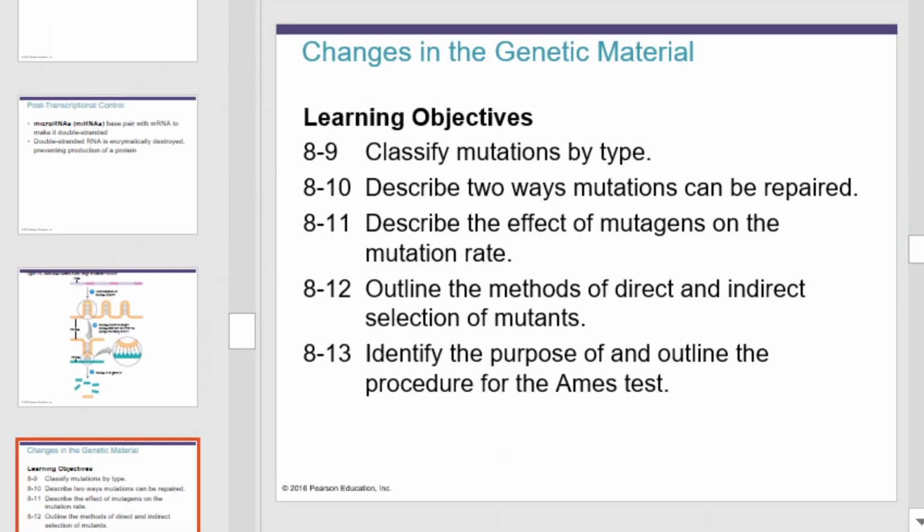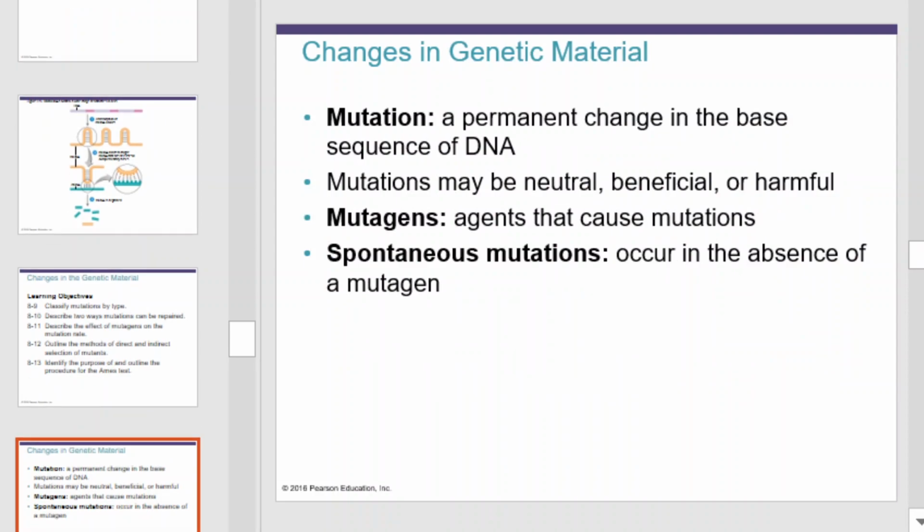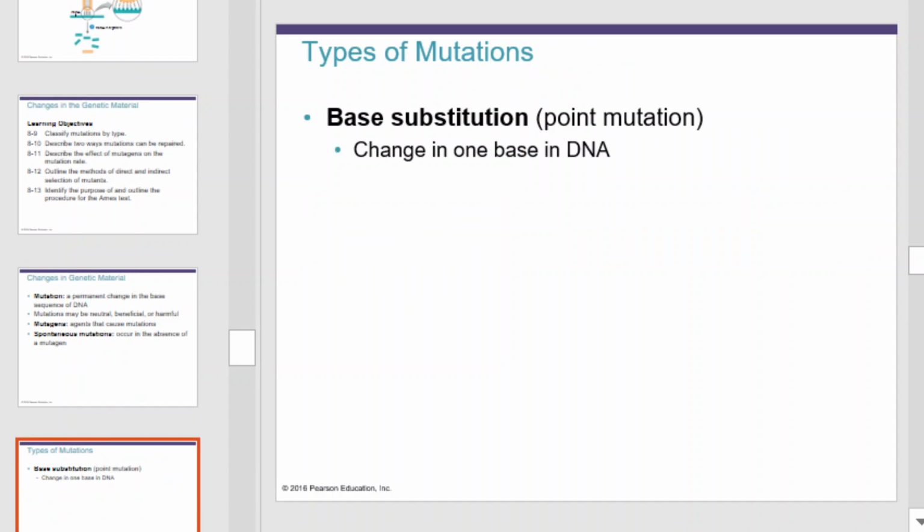Changes in the genetic material. Changes in the genetic material are often referred to as mutations. Mutation is a permanent change in the base sequence of DNA. Mutations may be neutral, beneficial, or harmful. Mutagens are agents that cause mutation. Some mutations are spontaneous mutations which occur in the absence of a mutagen.